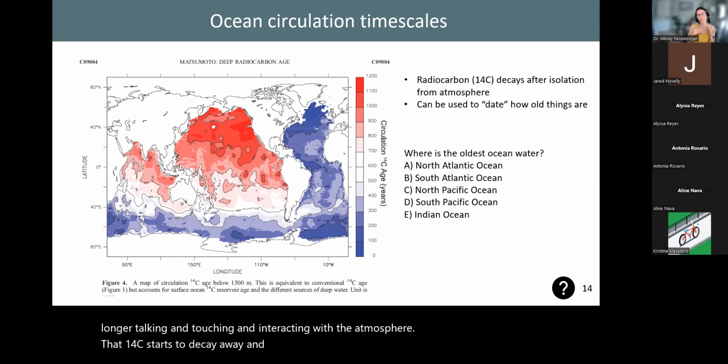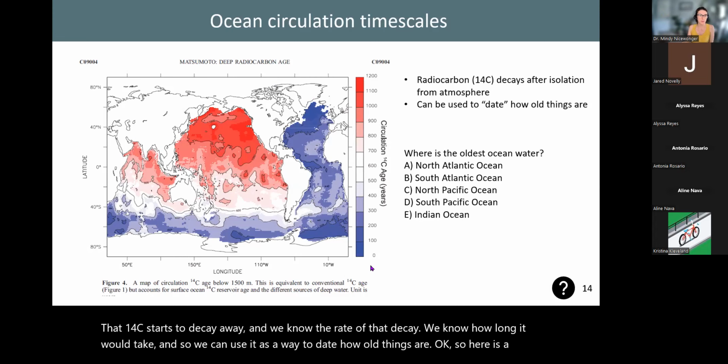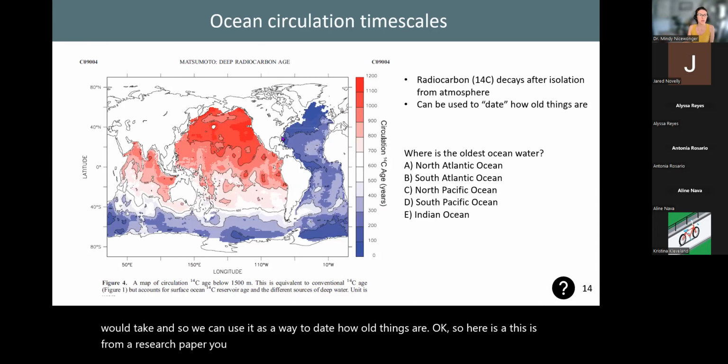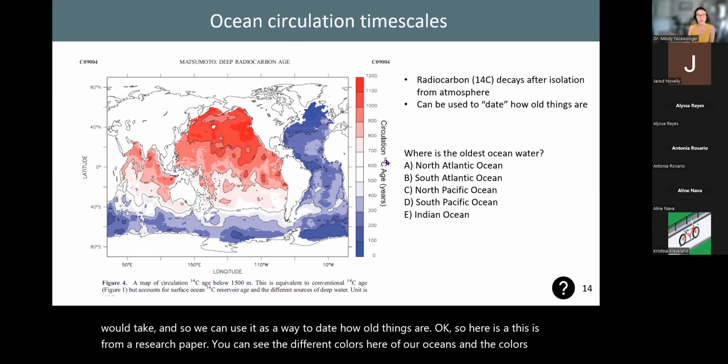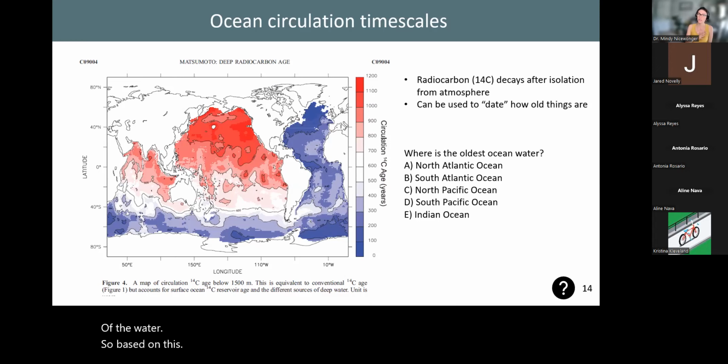And we know the rate of that decay. We know how long it would take. And so we can use it as a way to date how old things are. Okay, so this is from a research paper. You can see the different colors here of our oceans, and the colors represent the 14C age, or the carbon-14 age, of the water. So based on this research, this data, where is the oldest ocean water found?